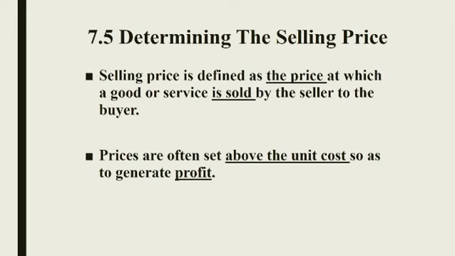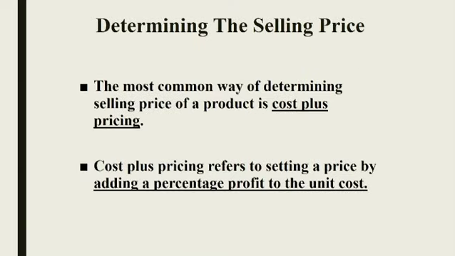How will an enterprise determine the selling price of goods? Selling price is the price at which a product or service is sold by the seller to the buyer. Prices are often set above the unit cost so as to generate profit. The most common way of determining the selling price of a product is cost plus pricing. What is cost plus pricing? It refers to setting a price by adding a percentage profit to the unit cost.